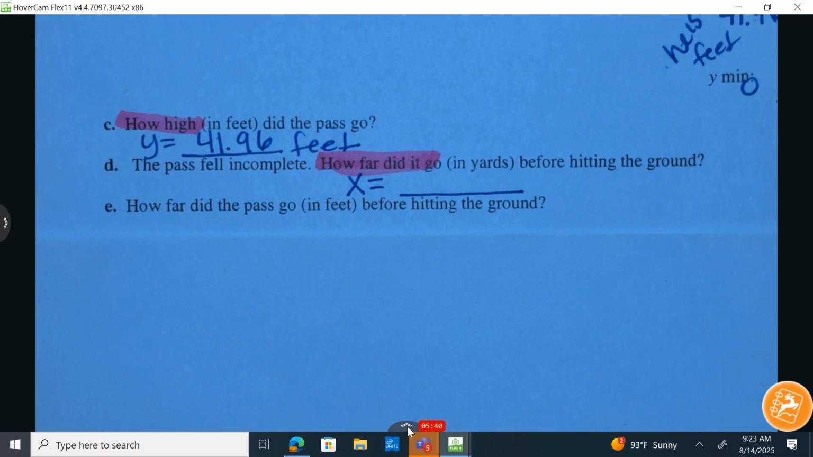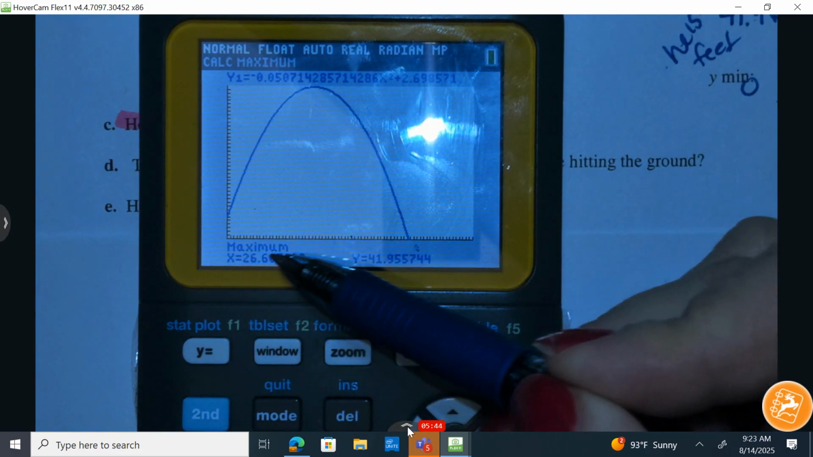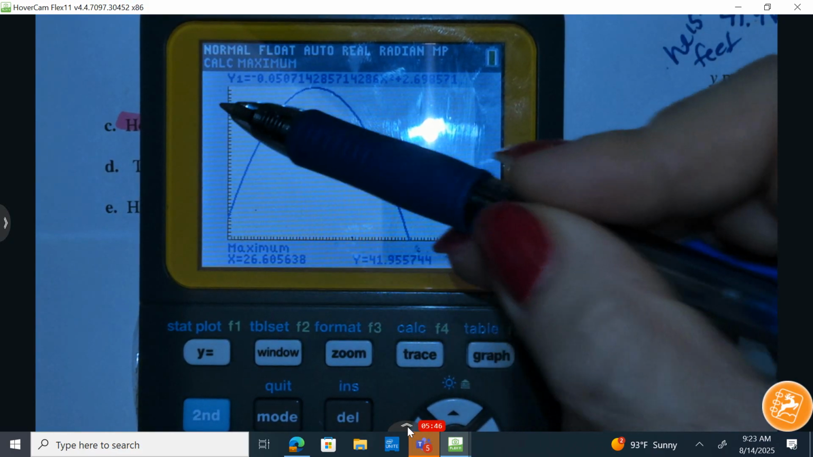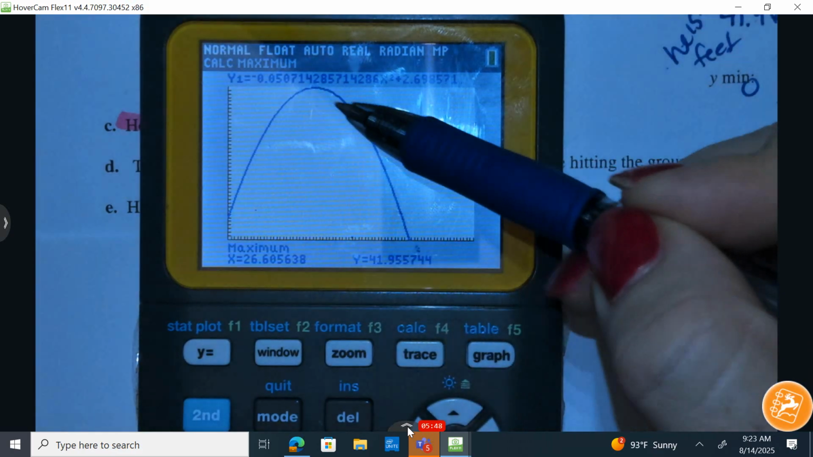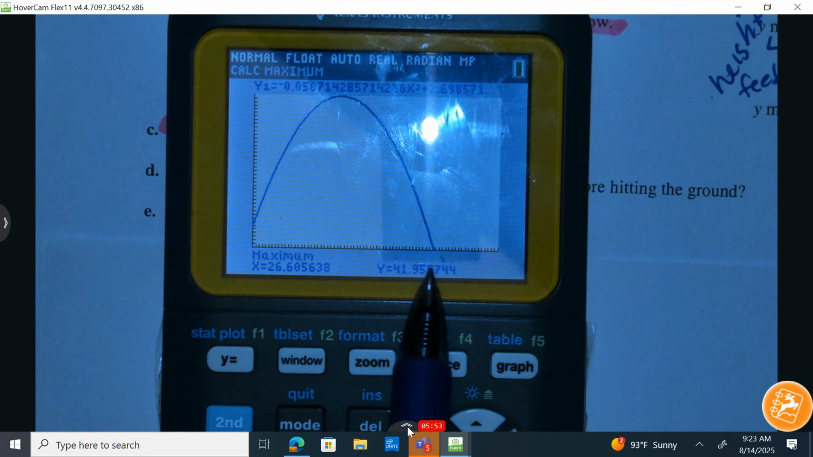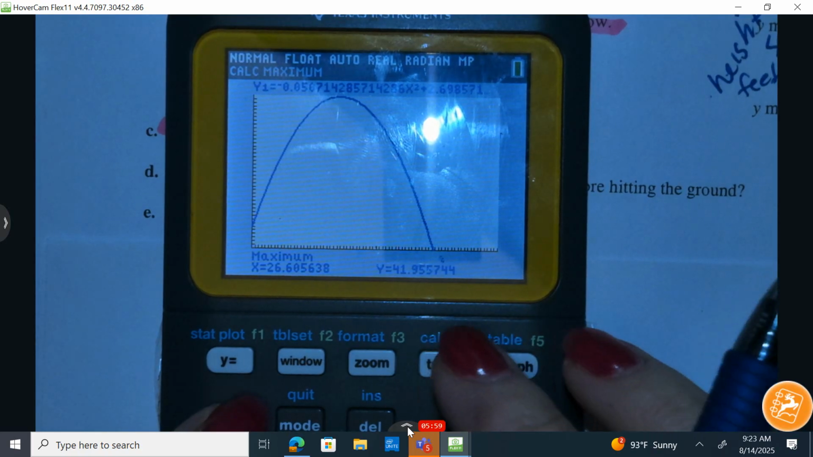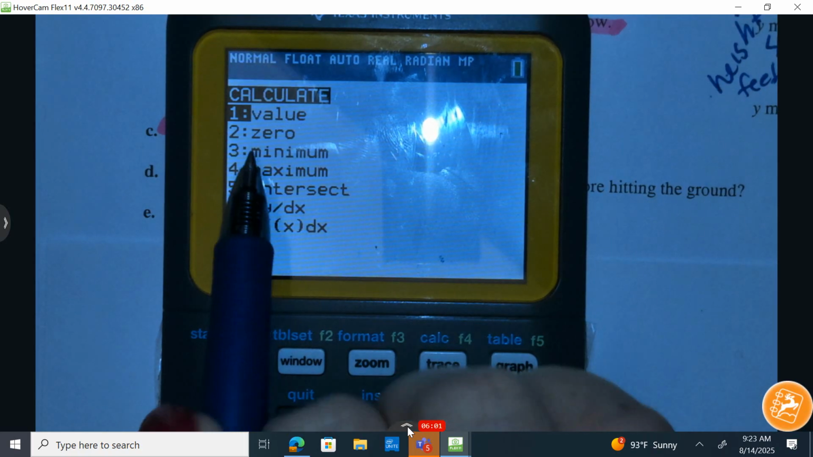So if nobody ever catches it, remember this is the pathway of the ball as described by the distance on the ground and the height above the ground. So if nobody ever catches the ball, I want to know when it hits the ground, how far did it go? When it hits the ground is the x-intercept, also known as the 0. Let's calculate it. Second, calculate, zero.